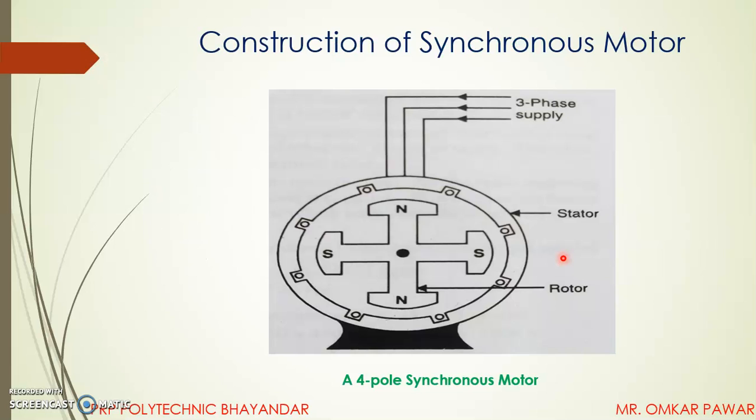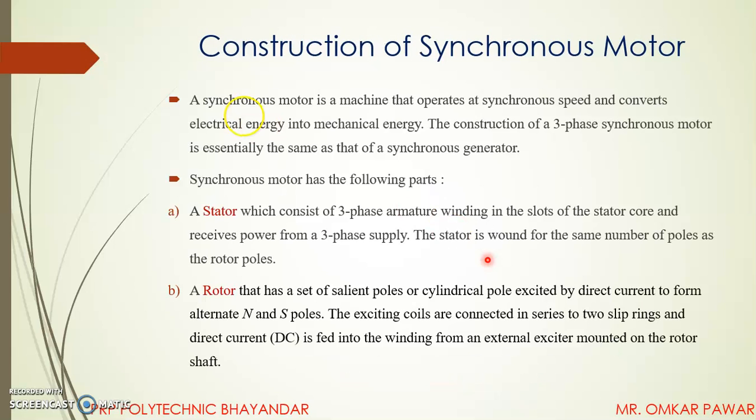Now the construction of the synchronous motor. This is the stator frame, this is the stator part, and this is called the shaft. We give a three-phase supply to the stator windings and a DC supply to the rotor winding in order to produce alternate N and S poles. This diagram is a four-pole synchronous motor, that is, N S N S. So a synchronous motor is a machine that operates at synchronous speed and converts electrical energy into mechanical energy.